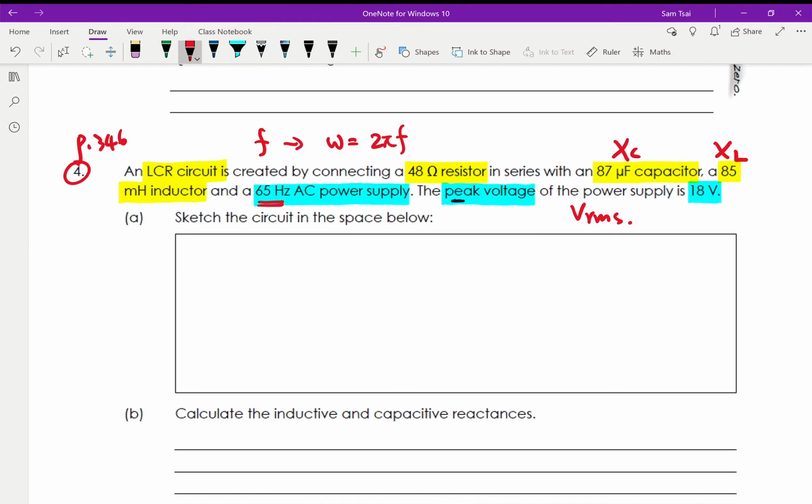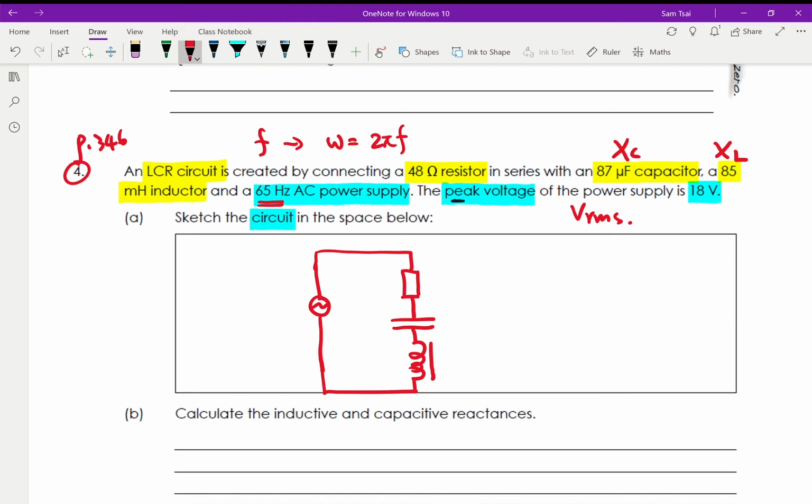Okay, so now let's do the question. Sketch the circuit in the space below. So we are going to draw a circuit. We have a power supply, which is AC, and we have LCR: a resistor, a capacitor, and an inductor. You can put one more line here to make the inductor more obvious.